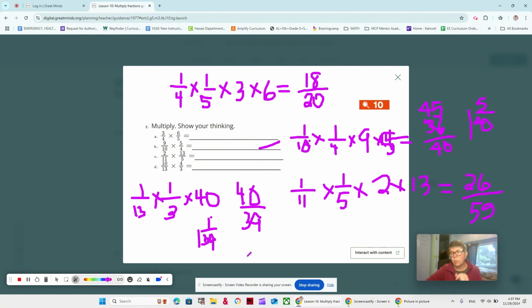Okay, so what we discovered is that it depends on the size of the fractions when you're multiplying, right? If you had like 100 over 10, that would be 10. So your answer is going to obviously be more than 1, depending on what you're multiplying by.